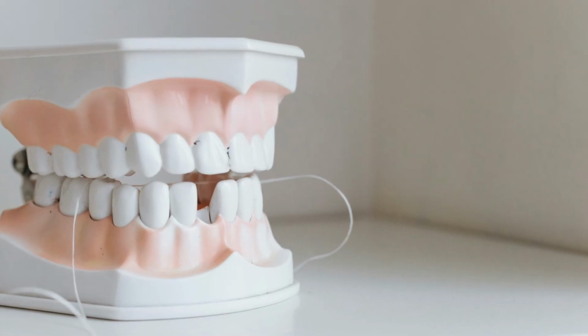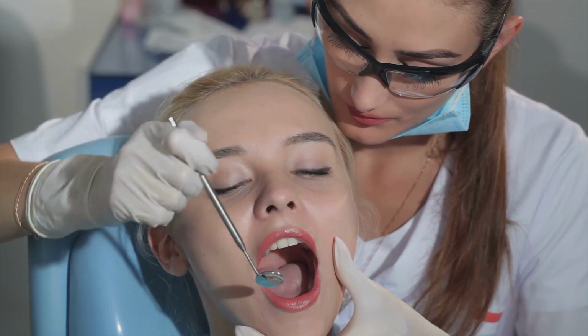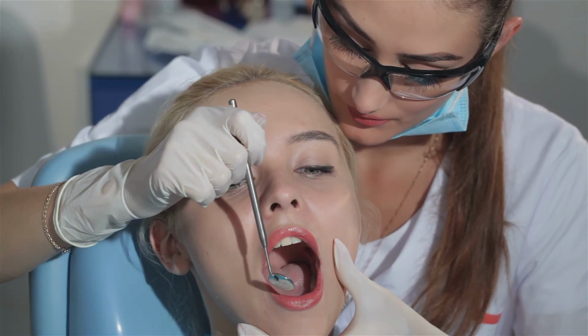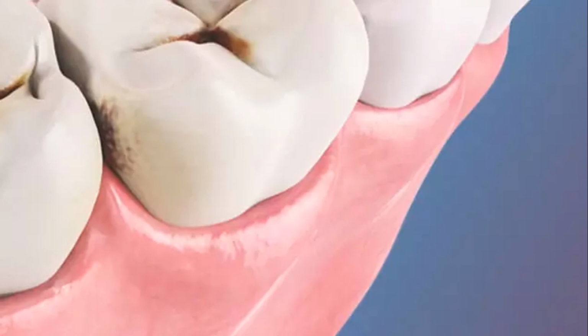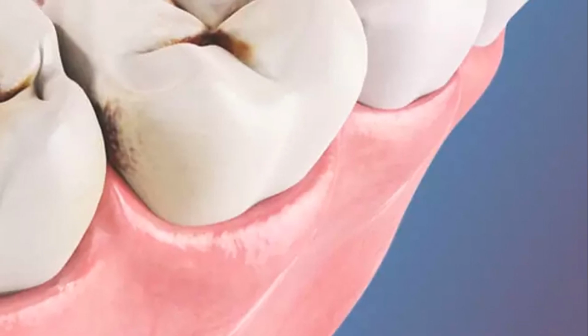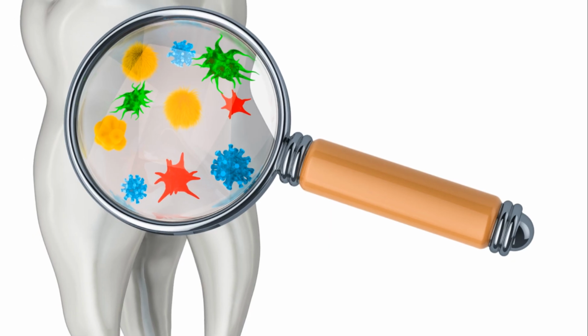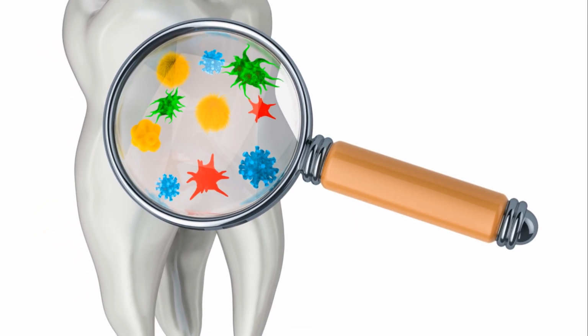First up, we have pit and fissure caries. These are the cavities that typically develop on the chewing surfaces of your back teeth, those molars and premolars that do the heavy work of grinding your food. These teeth have grooves and fissures, those little valleys and pits on the biting surface where food particles can easily become trapped. And you guessed it, those trapped food particles are like a buffet for those acid-producing bacteria.